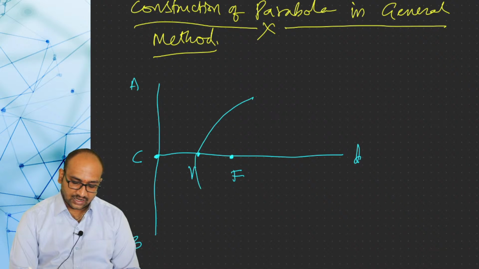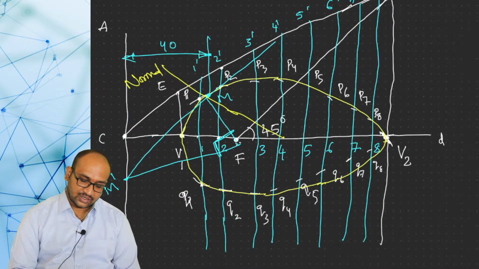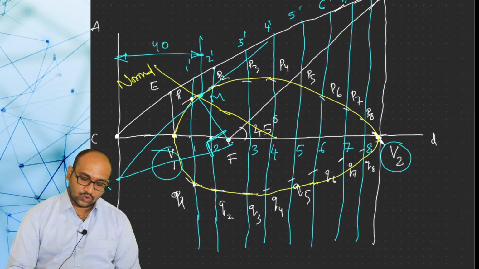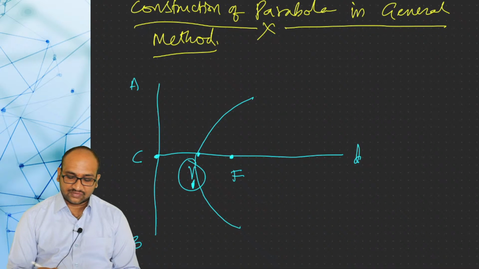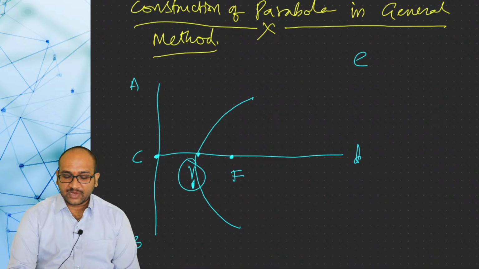Your parabola will come like this. Since a parabola is an open curve, here we have only one vertex, whereas in an ellipse we have two vertices, since it is a closed curve. So this is the nomenclature, and for a parabola the eccentricity value is equal to 1, e is equal to 1.